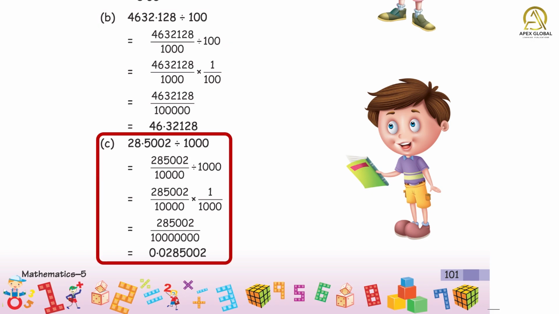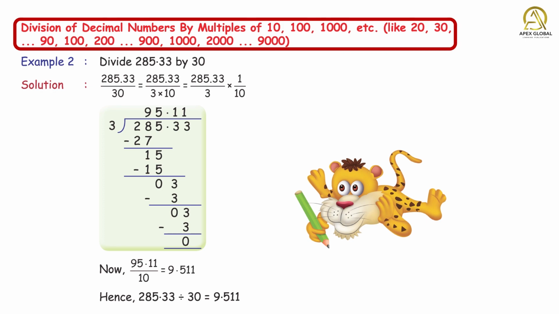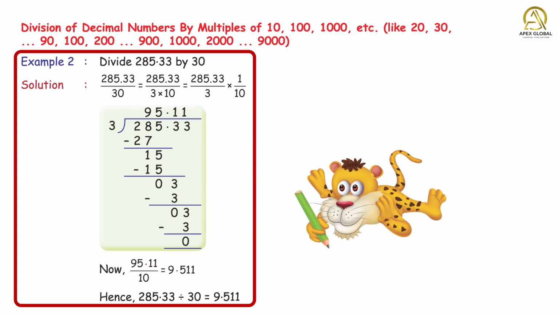28.5002 divided by 1000 equals 28.5002 upon 10,000 divided by 1000, which equals 28.5002 upon 10,000 into 1 upon 1000, which equals 28.5002 upon lakh, which equals 0.02850002. Division of decimal numbers by multiples of 10, 100, 1000, etc., like 20, 30, 90, 100, 200, 900, 1000, 2000, 9000. Example 2. Divide 285.33 by 30.